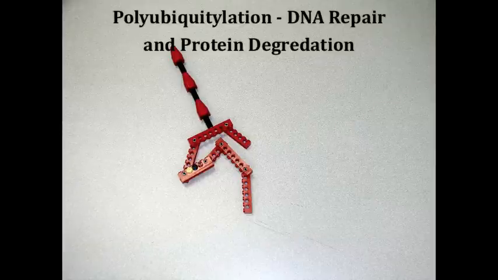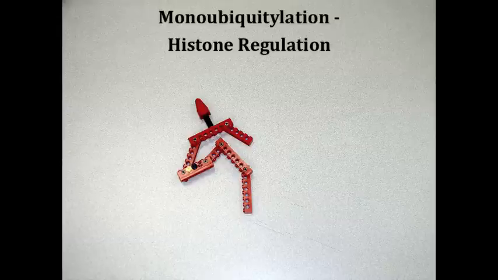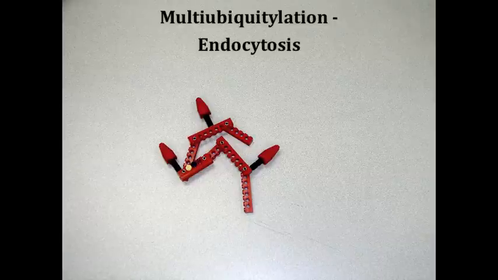In addition to protein degradation, the cell uses polyubiquitination for DNA repair, and furthermore it uses monoubiquitination for histone regulation, or it can use multiubiquitination for endocytosis. And you've got a degraded protein.